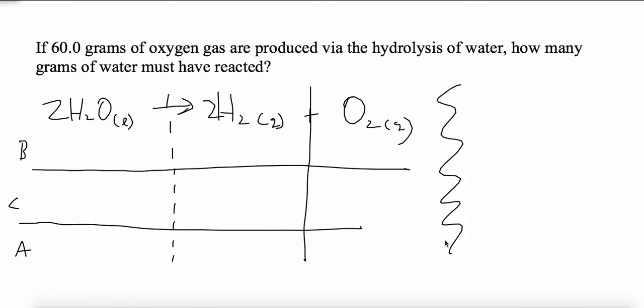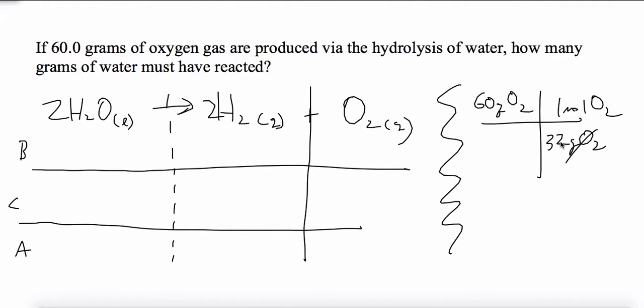Do all my conversions over here. So you have 60 grams of O2. So we're right here. Got to convert that to moles. 32 grams of O2. It's a good one to memorize. The molar mass of O2, that is. And I'm left with 1.875 moles of O2. It's going to go right into my BCA table.